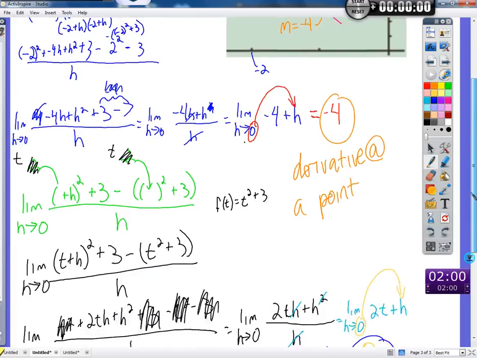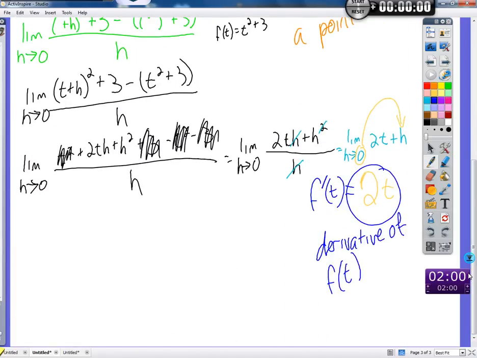And even more amazingly, we're able to find a new function. It's just 2 times the x value. It's such a simple function. And if we just plug in an x value or a t value into this function, something as simple as multiplying that value by 2 tells us the slope at that point, the slope of the tangent line at that point. That's pretty amazing. Okay.